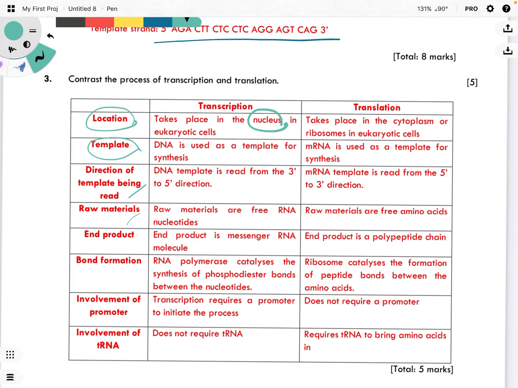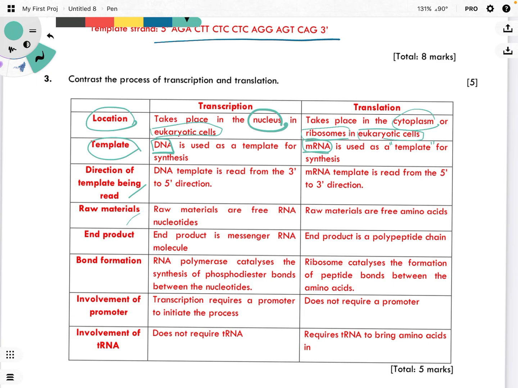First, transcription takes place in the nucleus in eukaryotic cells, and translation takes place in the cytoplasm. Okay, or some may say ribosomes, right? But actually, ribosomes are found in the cytoplasm or bound to RERs. We emphasized eukaryotic cells because in prokaryotic cells, transcription and translation take place in the same place. Next, template. For transcription, the DNA itself is used as a template, or more specifically, the template strand. In translation, the mRNA is now used as the template, quote unquote, for synthesis of the primary structure.